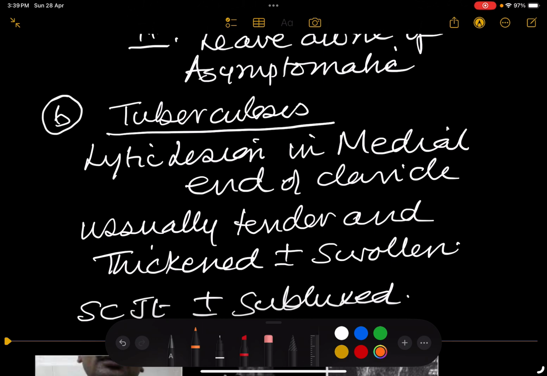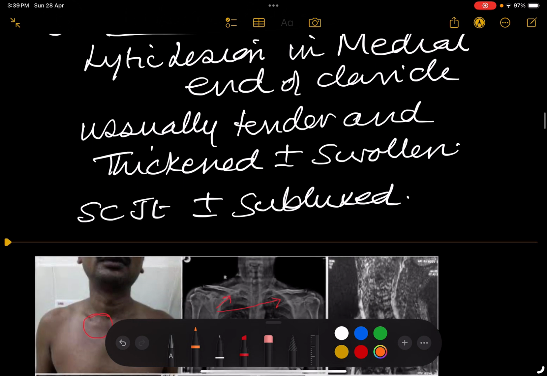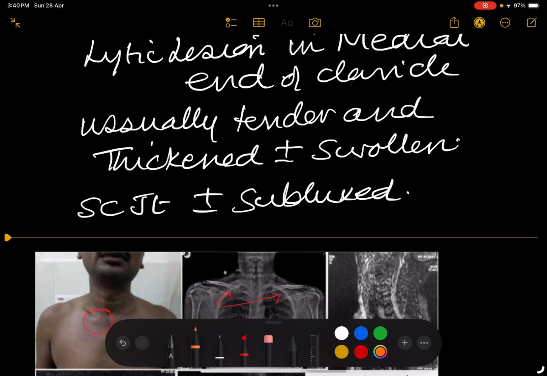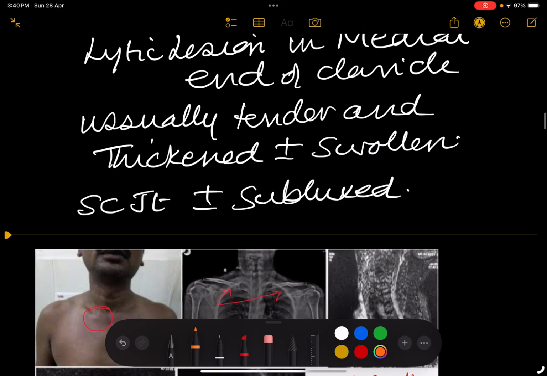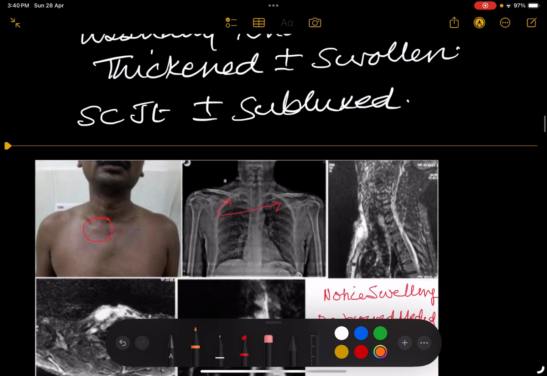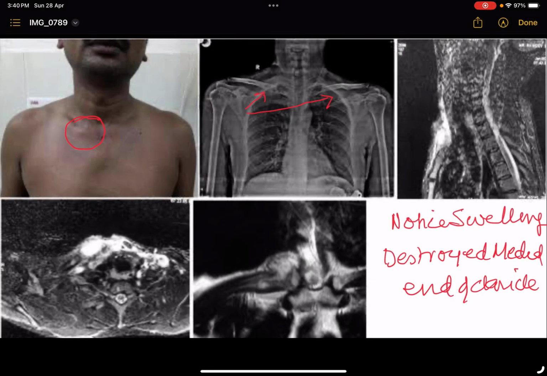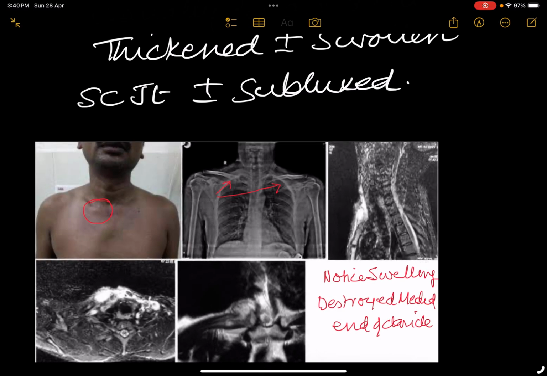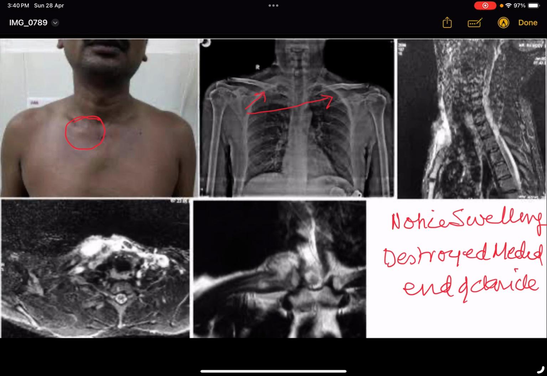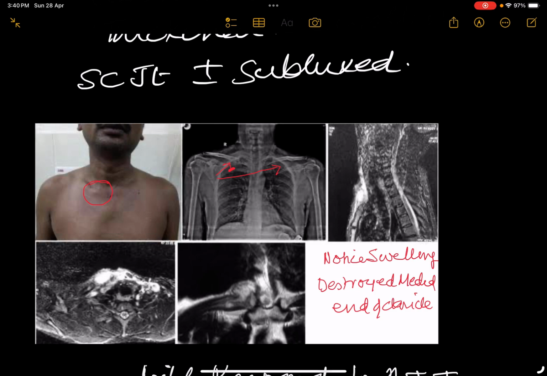Then there can be a tuberculosis, which is the lytic lesion on the medial end of the clavicle. Usually there is an insidious onset of tenderness, thickened and swollen sternoclavicular joint. You can see that difference on the right and the left side. And here you see that the medial end of the clavicle is almost destroyed or absent as compared to the opposite side. So this is the clinical picture of a sternoclavicular joint tuberculosis.